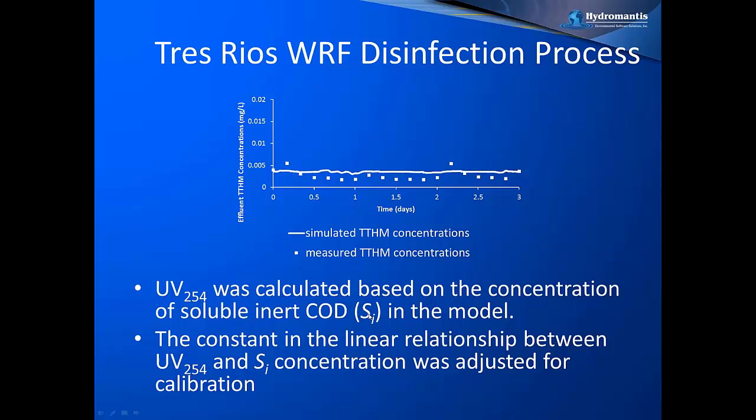In this particular case, the most important parameter that we had to adjust was to provide a relationship constant between the UV254 and the SI, the soluble inert COD in the model. With that, we were able to match the performance at the plant with the model.